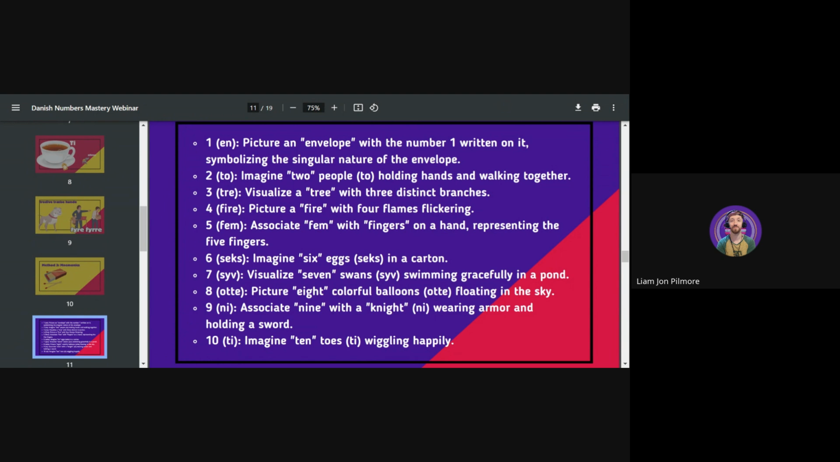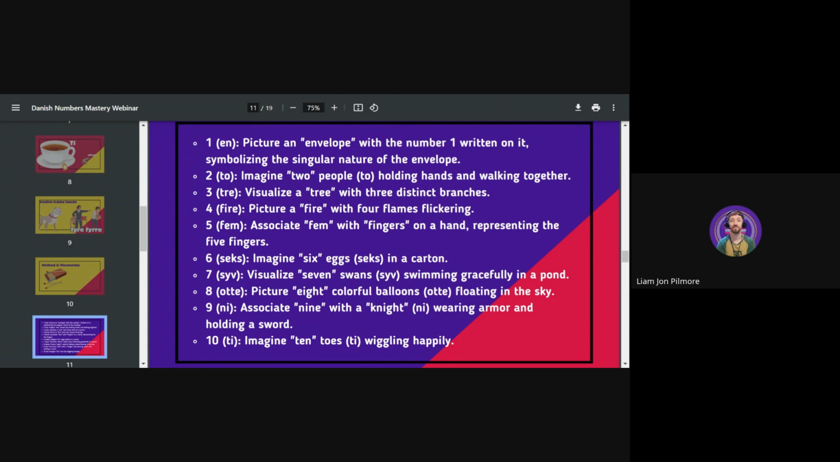So you see where I'm going with this, right? Fire is written fire, but it's pronounced fear. But you could imagine some flickering flames around the number 4, fear, and so on and so on. Fem, 5 is of course associated with fingers. Fem finger.